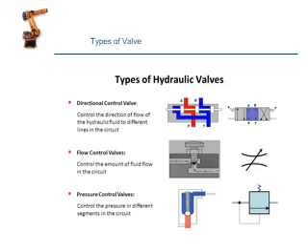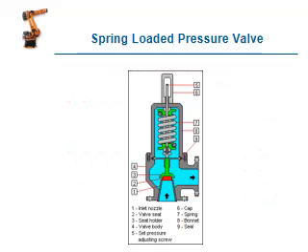What is meant by pressure control valve? The oil pressure inside is controlled by the pressure control valve. If you need 10 bar pressure oil in the path, and suppose the pressure is increased to 12 bar, then this pressure control valve controls the pressure. So this is a spring loaded pressure valve.